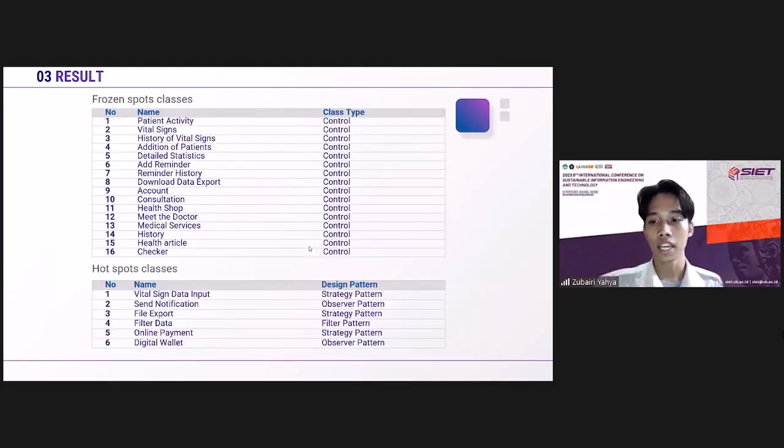In this slide, we present a detailed table outlining the frozen spot classes. There are 16 in total, and the hotspot classes are 6 in total within our telehealth application framework. Frozen spots symbolize the stable and unchanging elements that ensure consistency and reliability in our system. Meanwhile, hotspots represent the dynamic, innovative features driving the evolution of our application. This classification serves as our roadmap, guiding the development process and ensuring a balanced blend of stability and innovation in our telehealth solution.